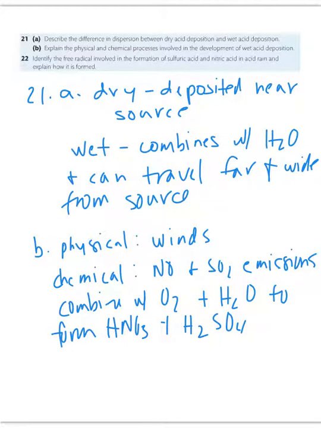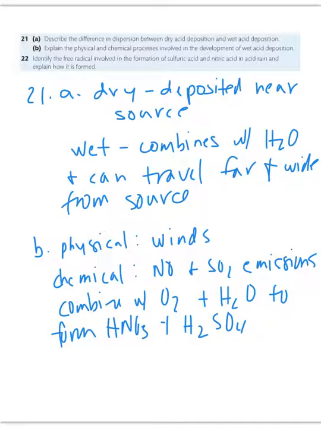So to just summarize some of the things here, dry is deposited near the source, wet combines with water and can travel far and wide from the source. So then the physical processes here are mostly the winds carrying things far and wide from where they occur. And then the chemical is that you have the NO and SO2 emissions, which combine with oxygen and then later with water to form the strong acids, which do most of the damage.